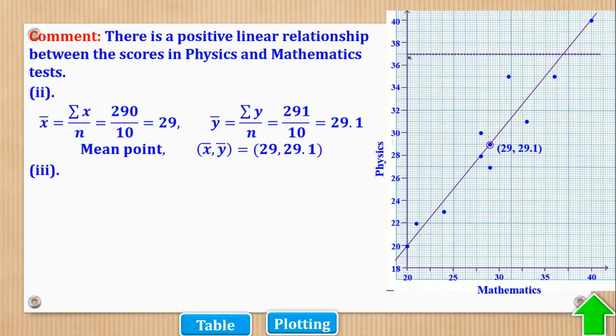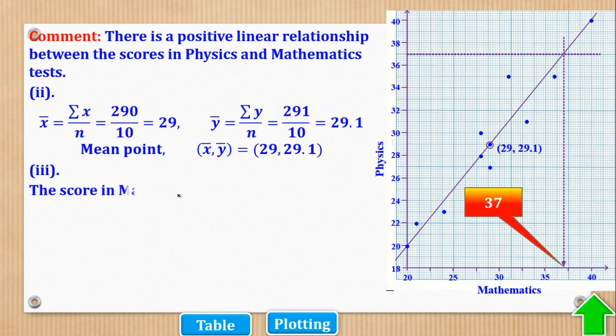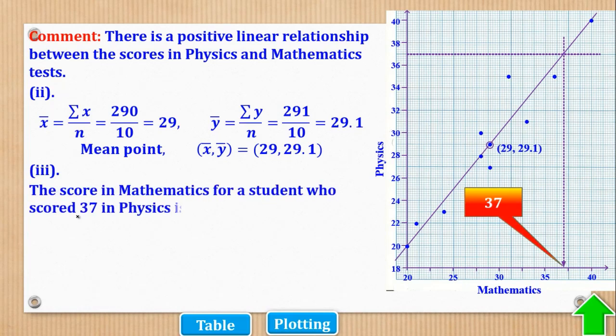So 37 is here actually. Then take it, drop it down to meet the horizontal axis. So you have to read off that value, and that will be the score in math. So we conclude that the score in math for a student who scored 37 in physics is 37.